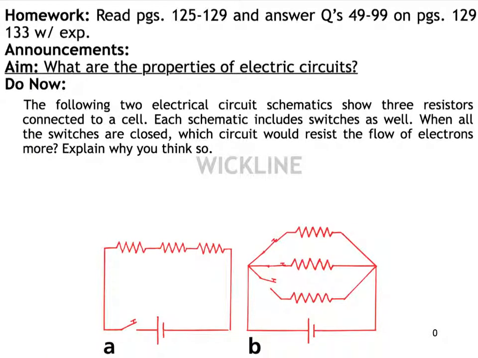The bookwork that we're going to do, so this is going to be the second page in your notes, is going to be questions 49 to 99 on pages 129 to 133, and you'll follow that with the aim, what are the properties of electric circuits. After you have that done, I need you to copy down this do now right here. We don't need to do it, but we'll do that in class.